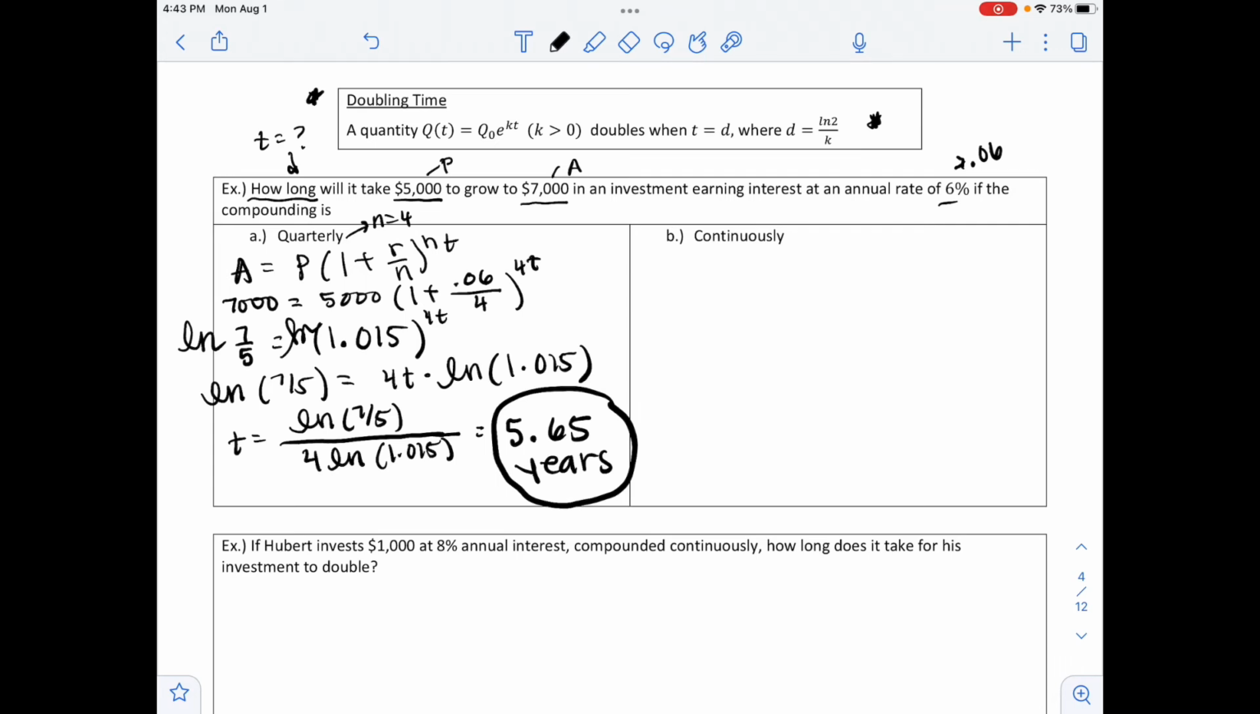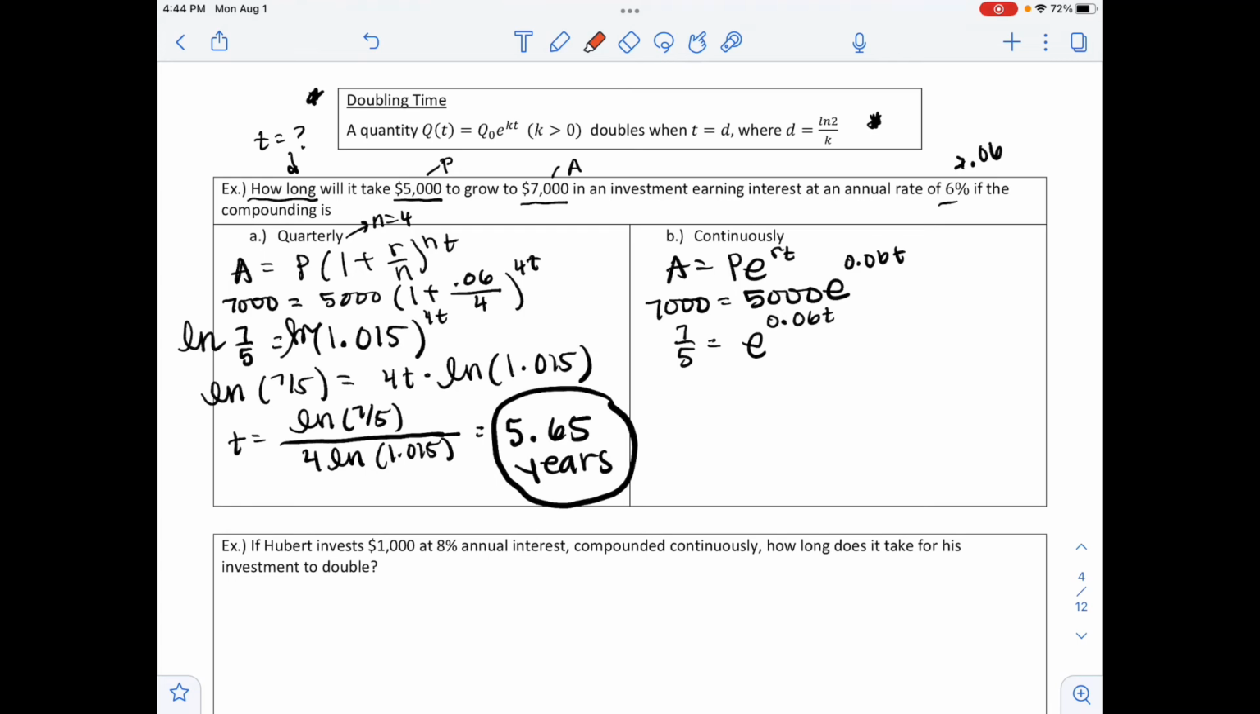Part B now says that it's compounded continuously. So remember, we have a different formula. It's A equals P e to the RT. So I'm going to substitute everything in. We know A is 7,000, P is 5,000, e to the R, which is 0.06 t. And so again, isolating that part of the problem that has the unknown variable, I'm going to divide by 5,000. So we get 7/5 equals e to 0.06 t.